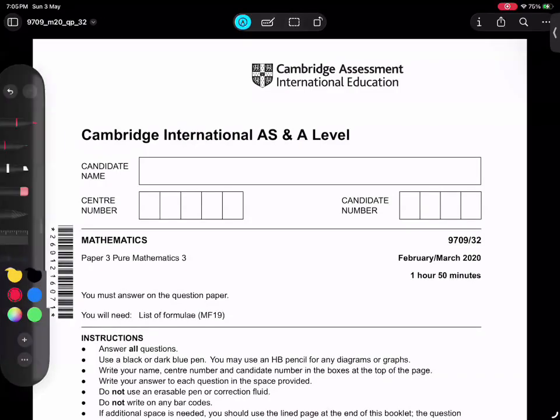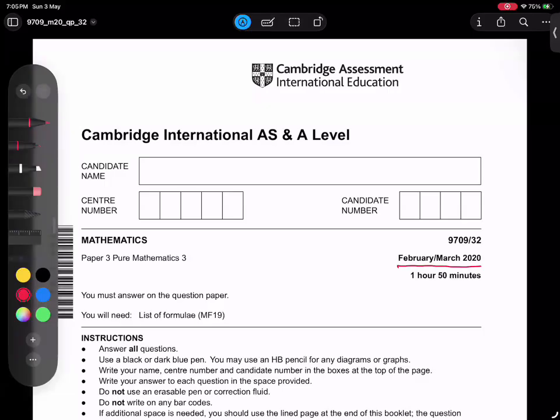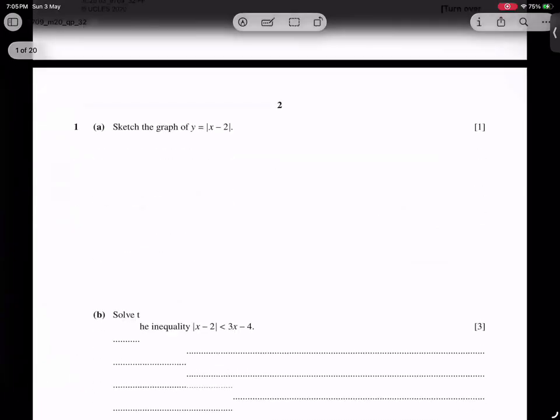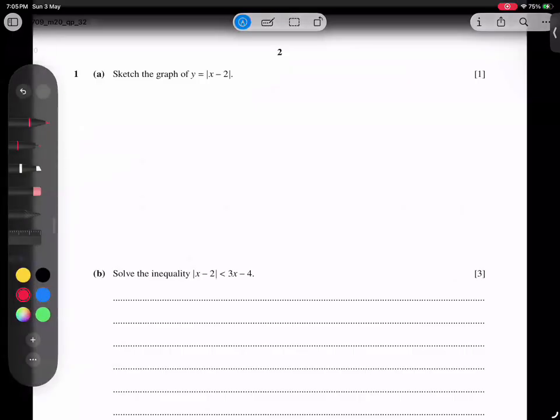Bismillahirrahmanirrahim. February, March 2020, 32 variant students, complete Pure 3 paper. We are going to start. So question number 1, we have graph sketching and x minus 2.